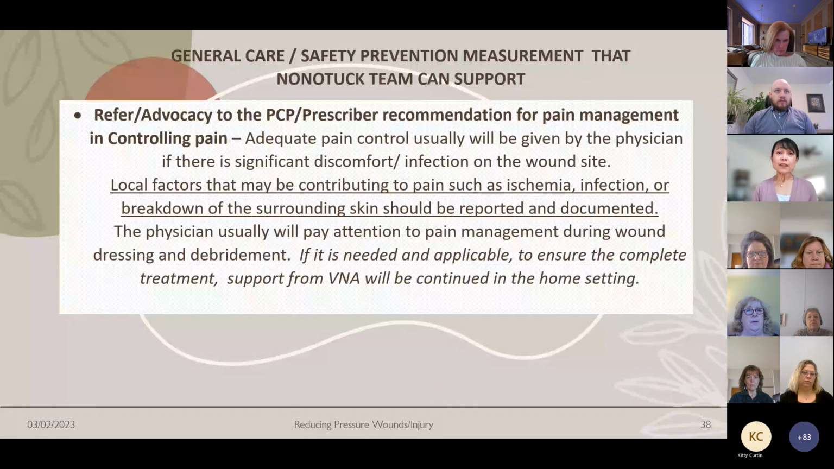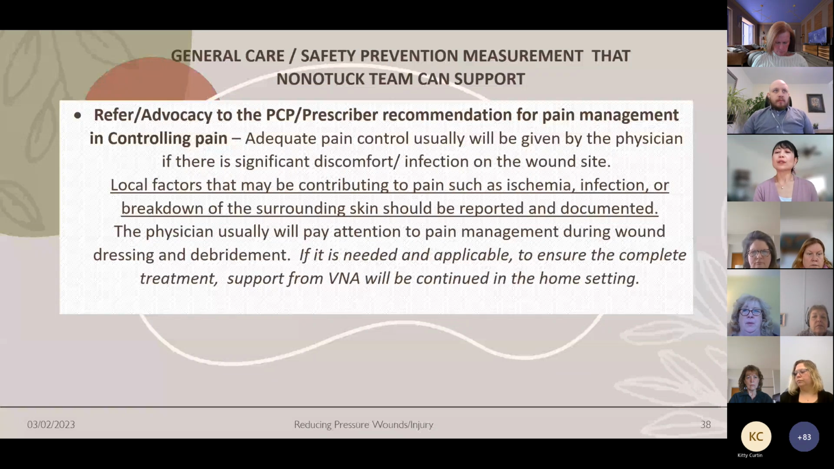General care and safety prevention measures that the Nonotuck team can support. Again, it is always referral and advocacy. I would just add this recommendation for pain management and controlling pain. We can advocate, we can ask for this. Adequate pain control will usually be given by the physician if there is significant discomfort or infection at the wound site. Local factors that may contribute to pain, such as ischemia, infection, or breakdown of surrounding skin, should be reported and documented.